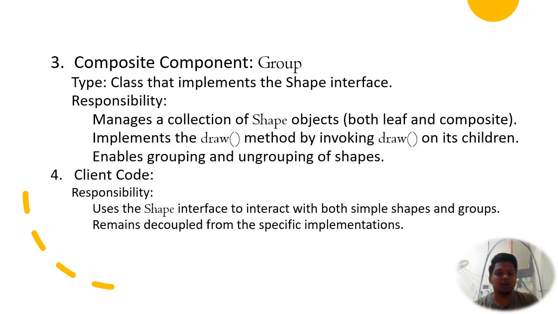Now let's look into the composite component. It is a group type class that implements the shape interface, managing a collection of shape objects, which combines both leaves and composites. It implements the draw method by invoking draw on its children, enabling grouping of underlying shapes. Client code uses the shape interface to interact with both simple shapes and groups, remaining decoupled from specific implementations.